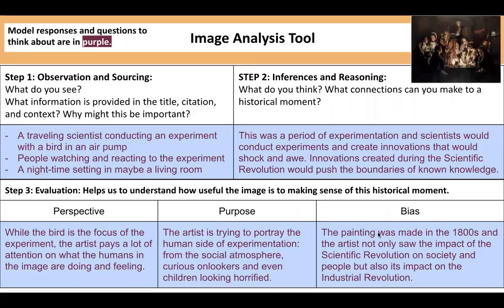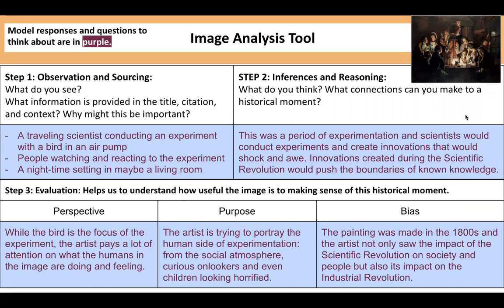So when I think about the bias in this painting, it was made in the 1800s, and the artist not only saw the impact of the scientific revolution on society and on people, but he's seeing the impact of the industrial revolution, and he's seeing how some people are curious and they want to know more, but then some people are horrified and being really affected by everything that they're seeing.